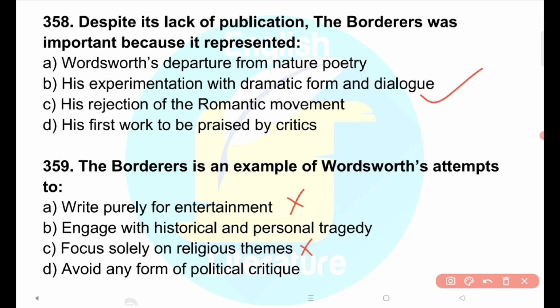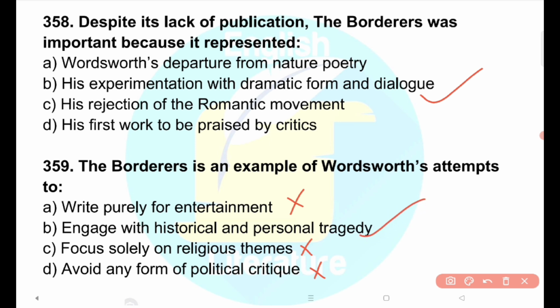Avoid any form of political critique. Wordsworth was influenced by revolutionary ideas, and while The Borderers is not explicitly political, it does engage with power and manipulation. So option B is the correct answer.